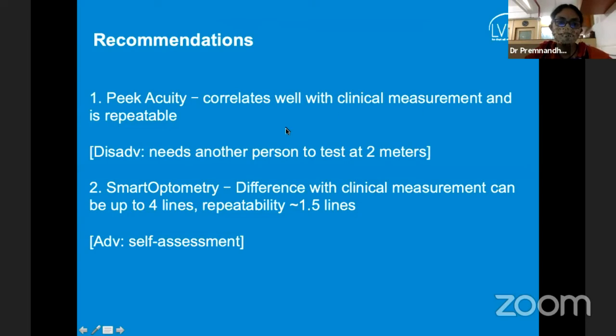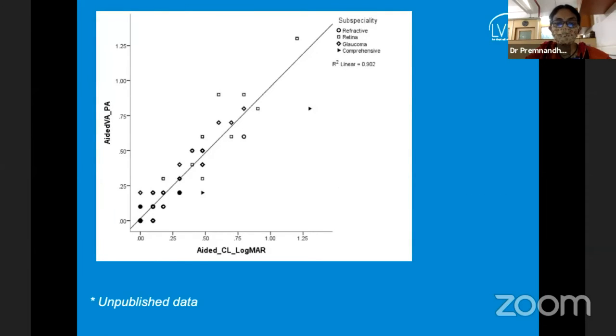So the recommendation is that peak acuity correlates very well with the clinical measurements. Smart optometry does correlate too, but we'll have to know what the limits of it are. The disadvantage with peak acuity is that it would require another person to test it at 2 meters, but nevertheless, it can be taught. And this is unpublished data. We are working on the manuscript now.